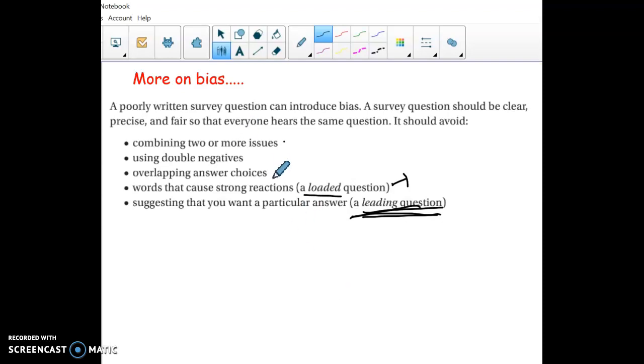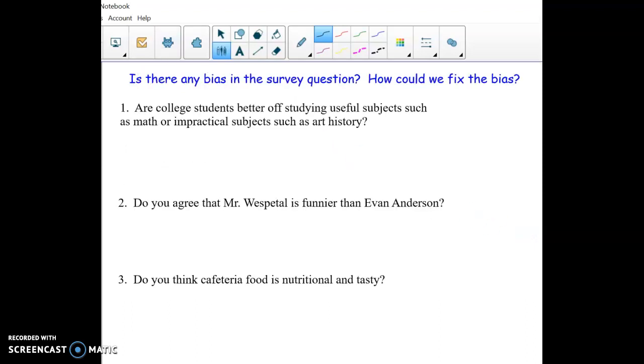All right, so we want to try to identify the bias in our questions. And we talked about this at the end of the last video. So I'm going to throw some samples at us and see if we can spot the bias. Here's 3 examples. See if you can spot the bias, if there is any, and then how you could fix it. All right, pause the video, give it a shot.